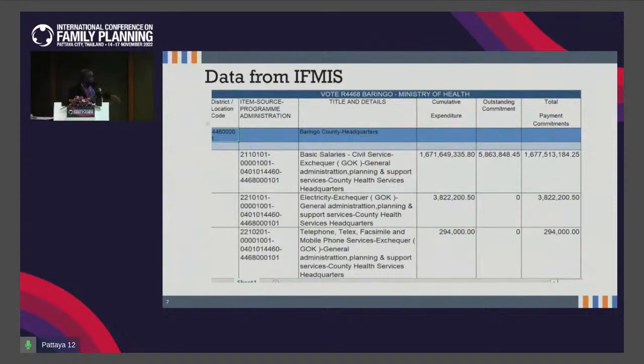Then from IFMIS, we can have data on salaries and other operating costs. Note that in our case, expenditure on salaries is not very specific to FP. In facilities, healthcare workers provide services generally. So we capture the expenditure on salaries, and then we try to allocate to FP.